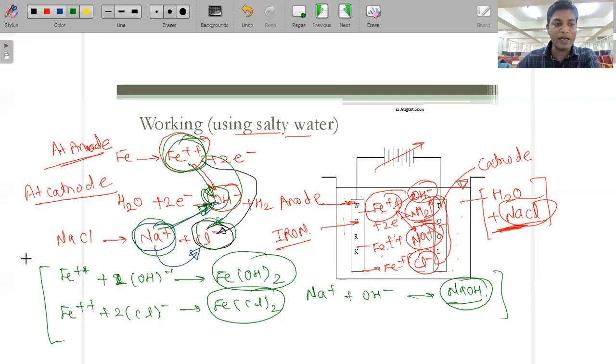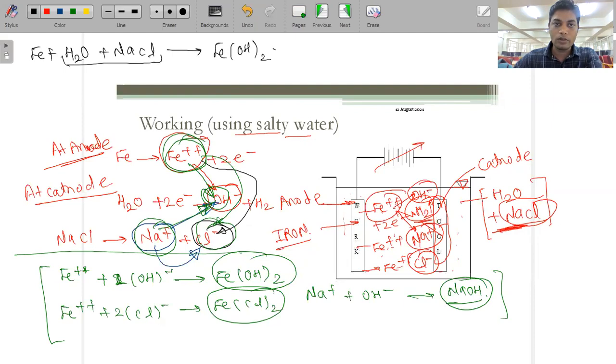If you simply combine these three equations, the equation will become, I'm writing it over there: Fe, that is iron, reacts with H2O and NaCl, which is salty water. This is the combination H2O plus NaCl, and they will form Fe(OH)2, FeCl2, and NaOH, and one more, H2 gas.